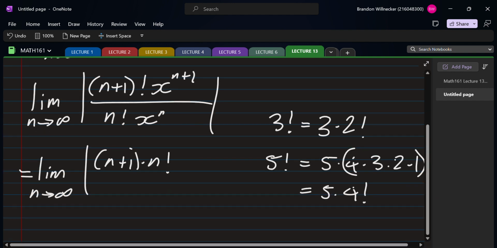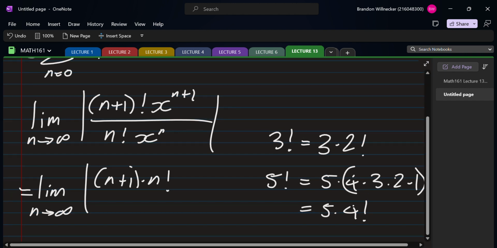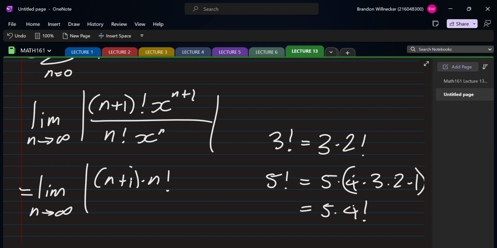So n plus 1 factorial will be n plus 1 times the factorial of the previous bit. So here, this is n plus 1, so it will be n plus 1 minus 1, so it's n. If we had n factorial, then it would be n times n minus 1 factorial. We're always going down. Then x to the n plus 1, we can write as x to the n times x, divided by n factorial x to the n.